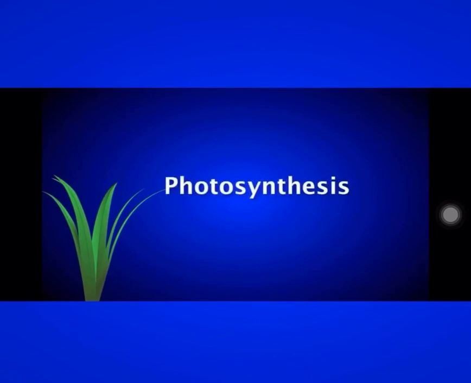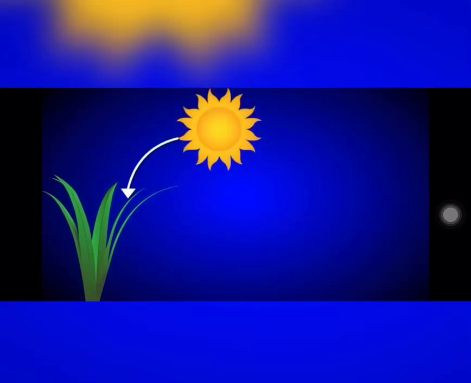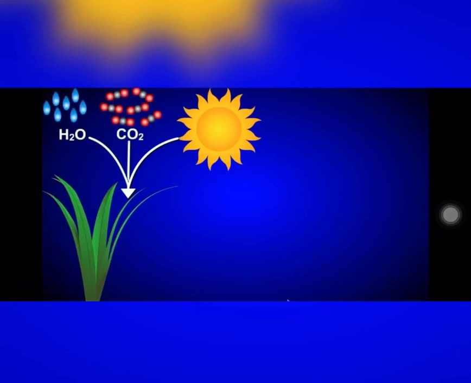The leaves of this plant have cells that carry out photosynthesis. During photosynthesis, plants capture the energy from sunlight and use it along with water and carbon dioxide to produce carbohydrates or sugars. Oxygen is also released as a byproduct.